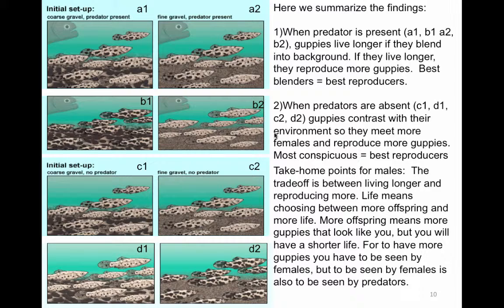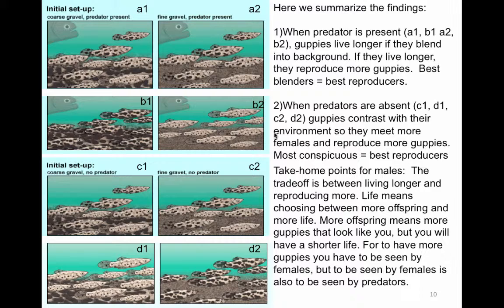When a predator is present, that occurs in A1, B1, A2, and B2. Guppies live longer if they blend into the background. If they live longer, they reproduce more guppies. So the strategy here is: best blenders equal best reproducers.